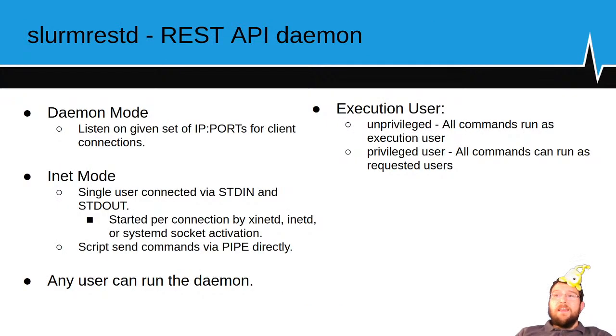Slurm REST has several different modes of operations depending on the use case. A site may use one or potentially all of them for their workflow. The daemon mode will have Slurm REST listen on a given set of ports and communicate with clients via sockets. This mode is expected for dedicated servers for clusters and may be scaled up with load balancing for very large clusters.